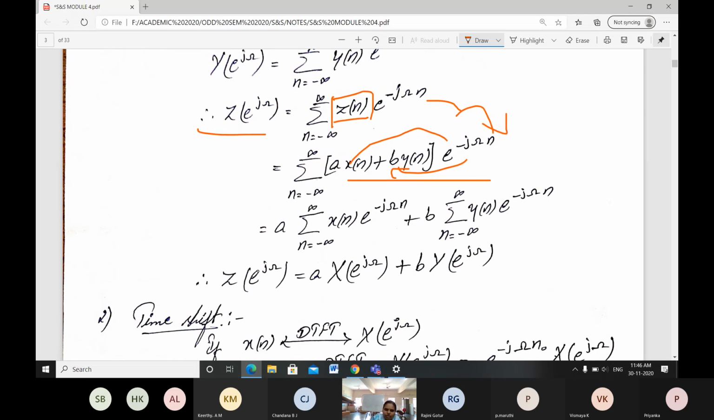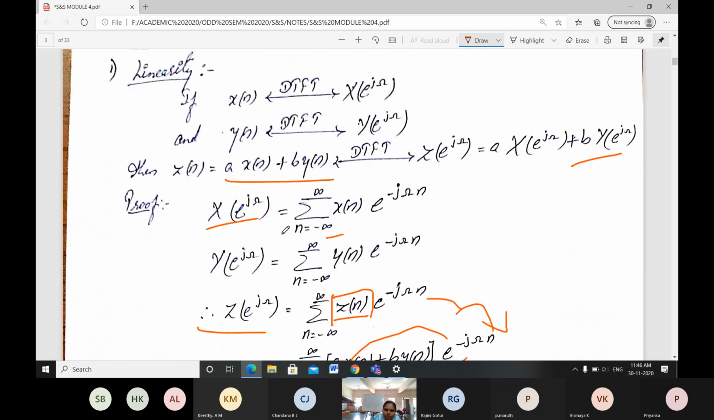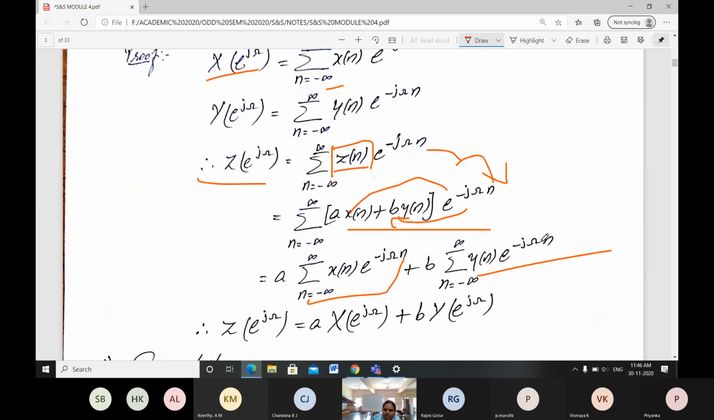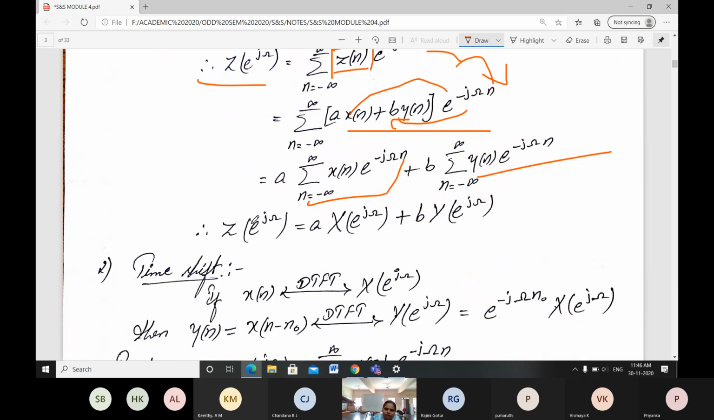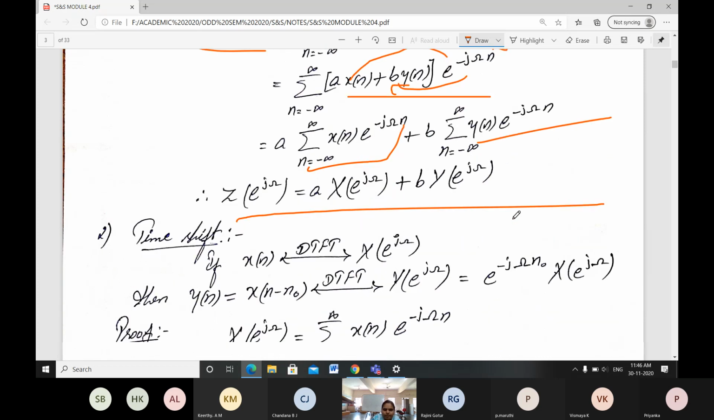Then our Z of e raised to j omega is going to be: the first term is nothing but X of e raised to j omega, and the second term is nothing but Y of e raised to j omega. You have to write Z of e raised to j omega is going to be a into X of e raised to j omega plus b Y of e raised to j omega. This is the proof.